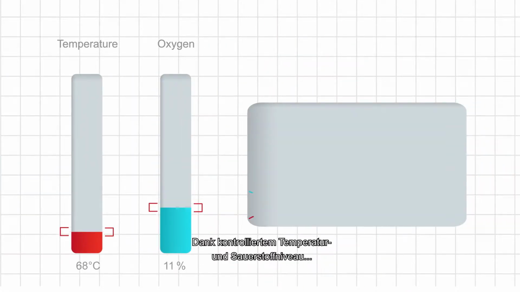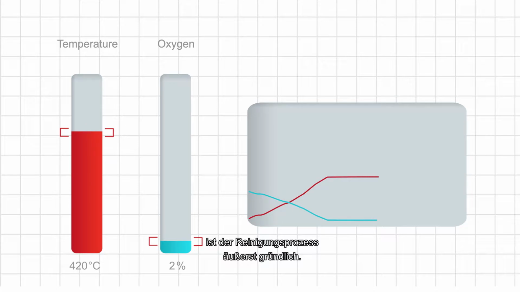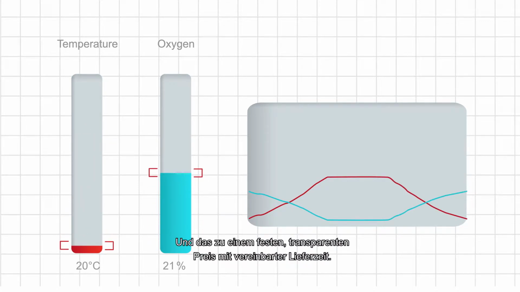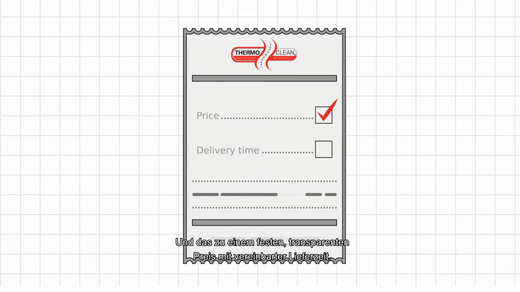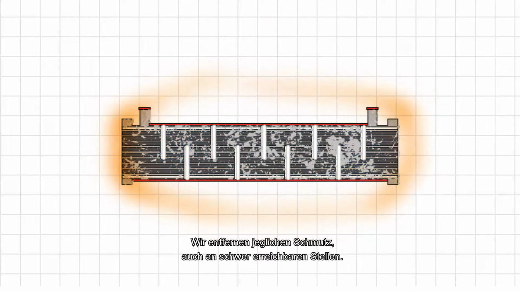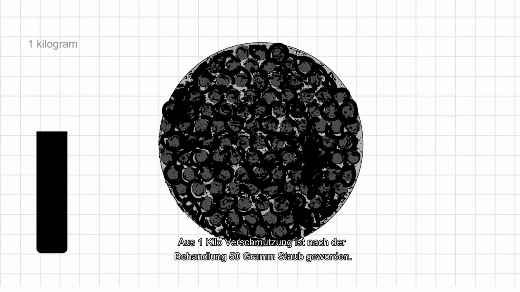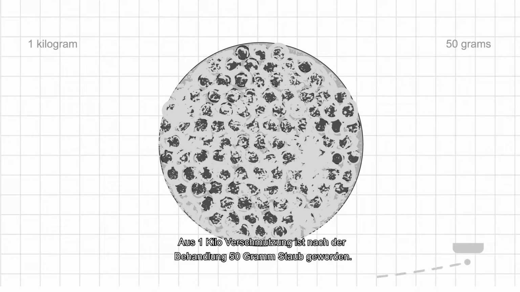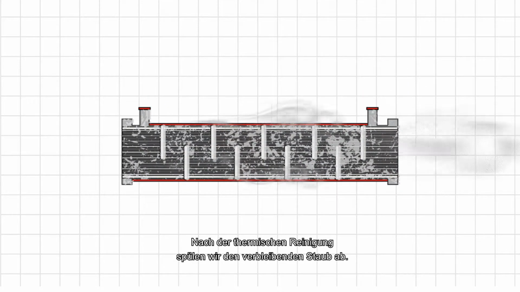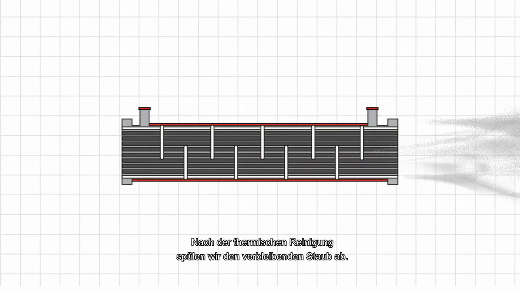Thanks to the controlled heat and oxygen level, the cleaning process is extremely thorough for a fixed, transparent cost price and at a previously agreed delivery time. We remove all dirt, even in those hard-to-reach nooks and crannies. 1 kilogram of pollution results in 50 grams of dust after the thermal treatment. After the thermal cleaning, we rinse out all remaining dust.